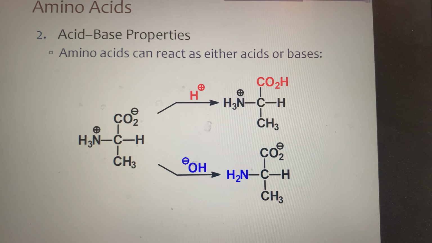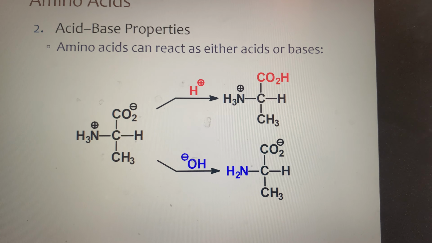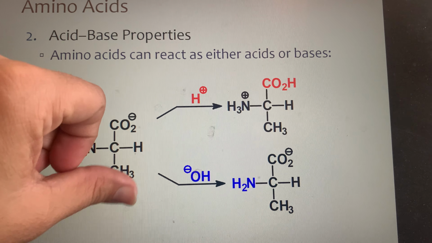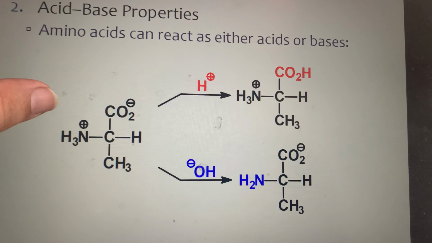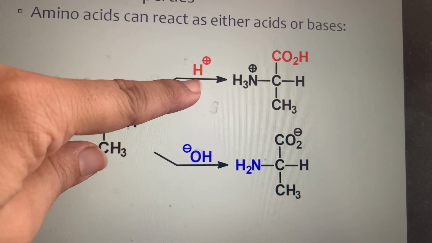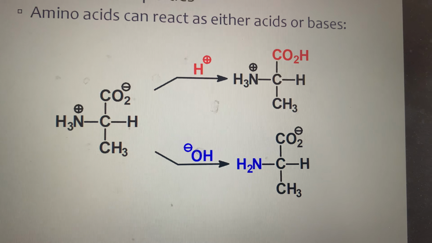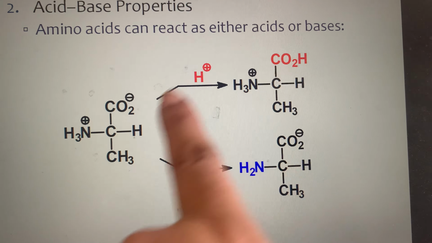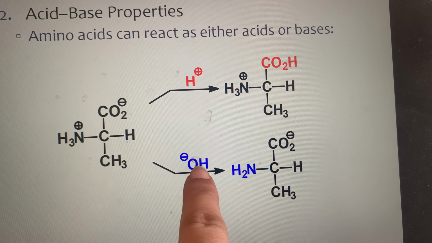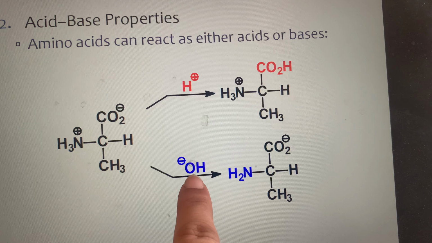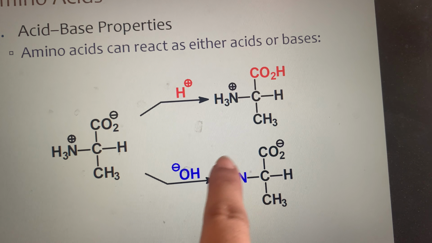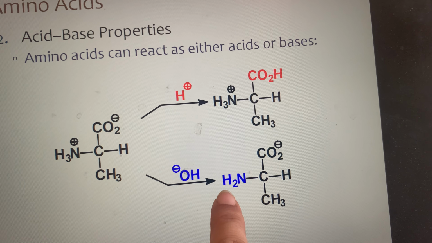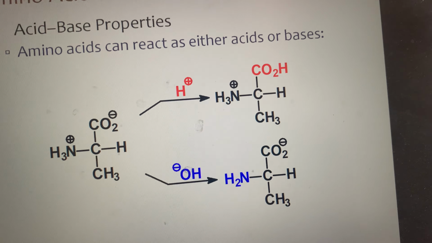Acid-base properties: amino acids can react as either acids or bases. This is the charged structure of amino acids. When they are treated with hydrogen ions, hydrogen is added at the carboxylic end, so they act as acids. When they are put in hydroxyl media, they react through the NH2, and this basic character is more evident.